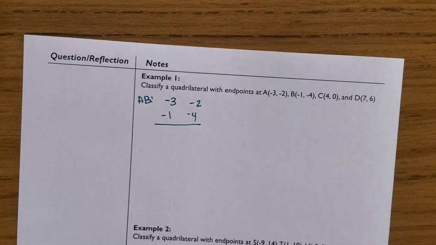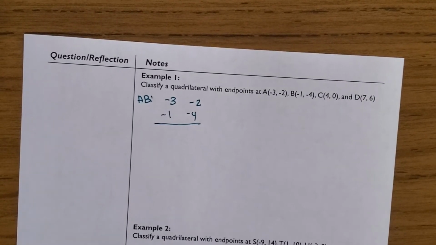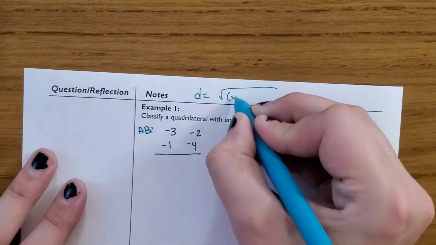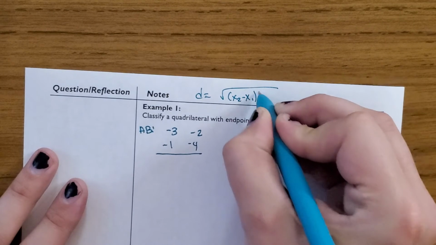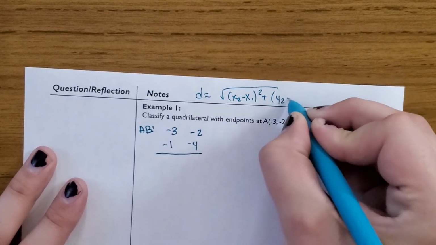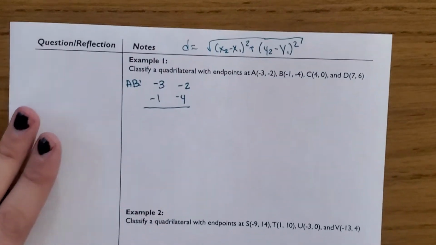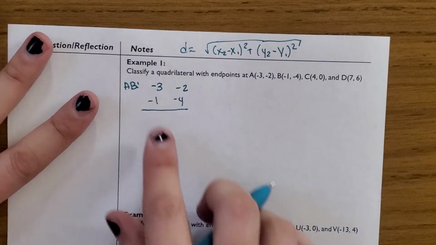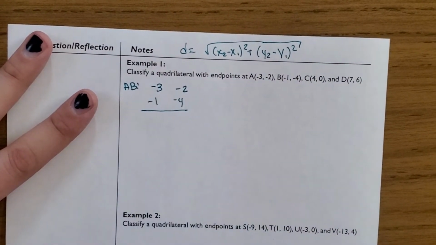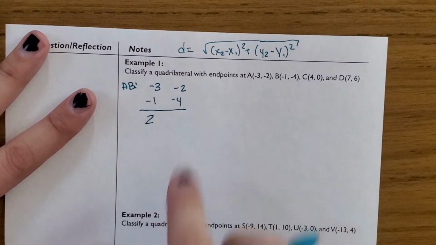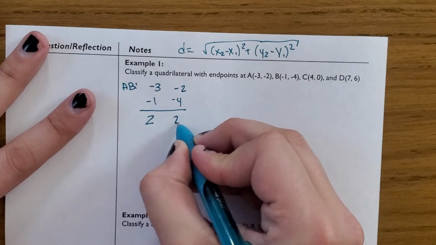If you're not, it's the same thing. If you want to use that distance formula, D equals the square root of x2 minus x1 squared plus y2 minus y1 squared, all square rooted. Same formula, I'm just going to do it in little chunks. So what I ask myself is how far apart are -1 and -3? Well, they're 2 units apart. And how far apart are -2 and -4? Well, they're 2 units apart.